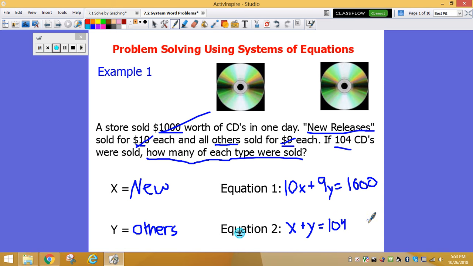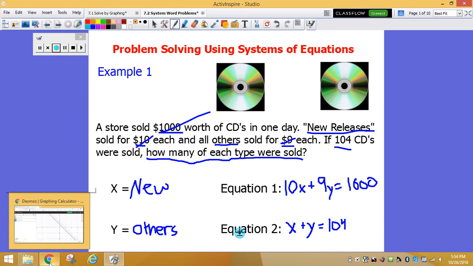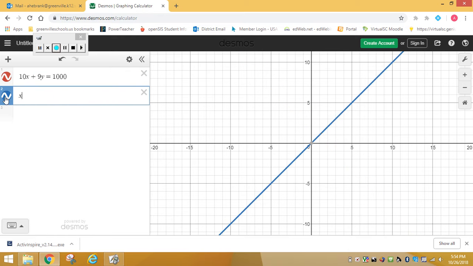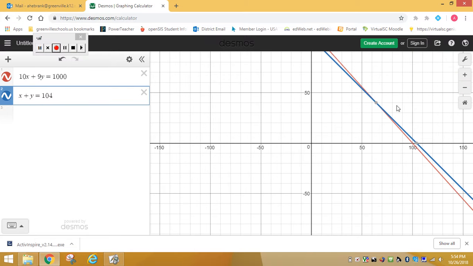So that's the hard part, coming up with those equations. And I know it might not make sense. We're going to do a lot more in this lesson. So from here, I would go to Desmos, and I'm going to type those in. 10X plus 9Y equals 1,000. And my other one was X plus Y equals, what was it? 104. All right, I'm going to zoom out because clearly I cannot see where they cross, and it's right here.